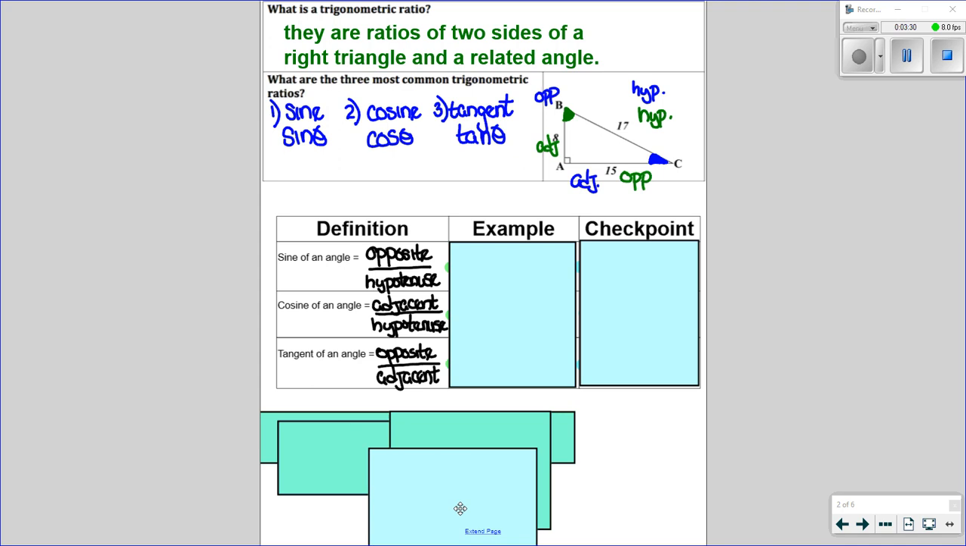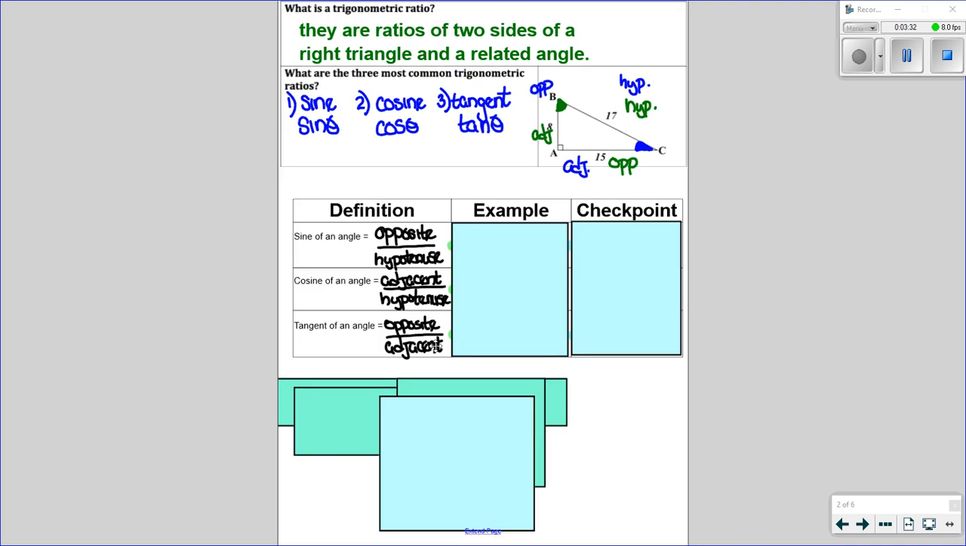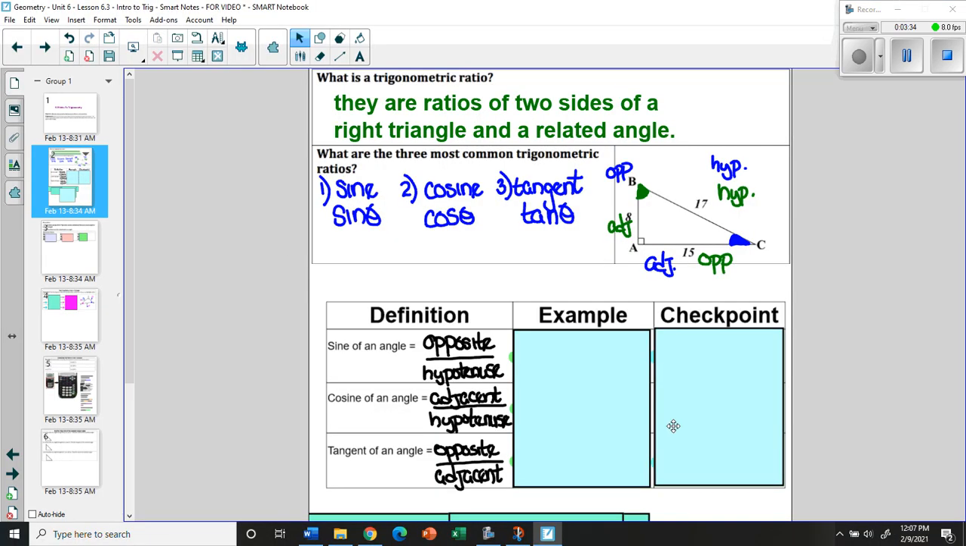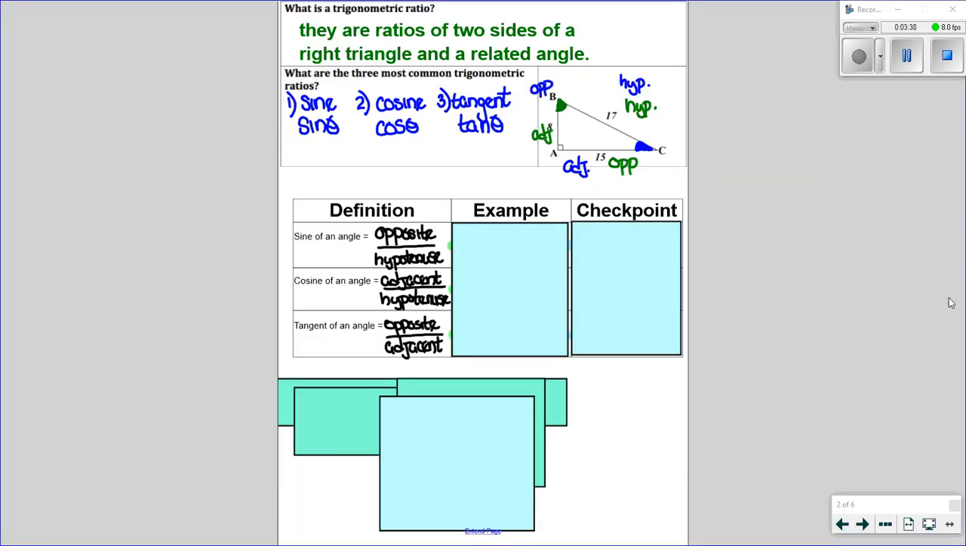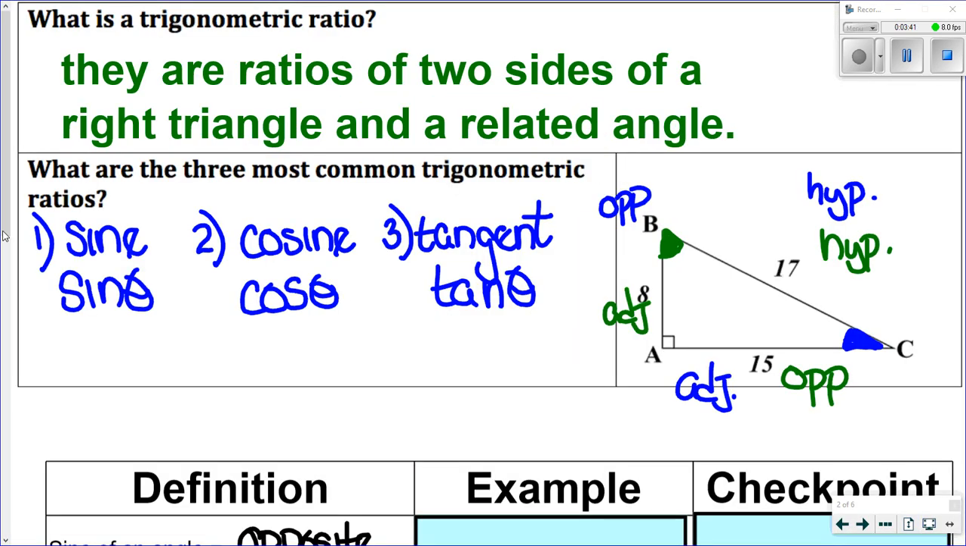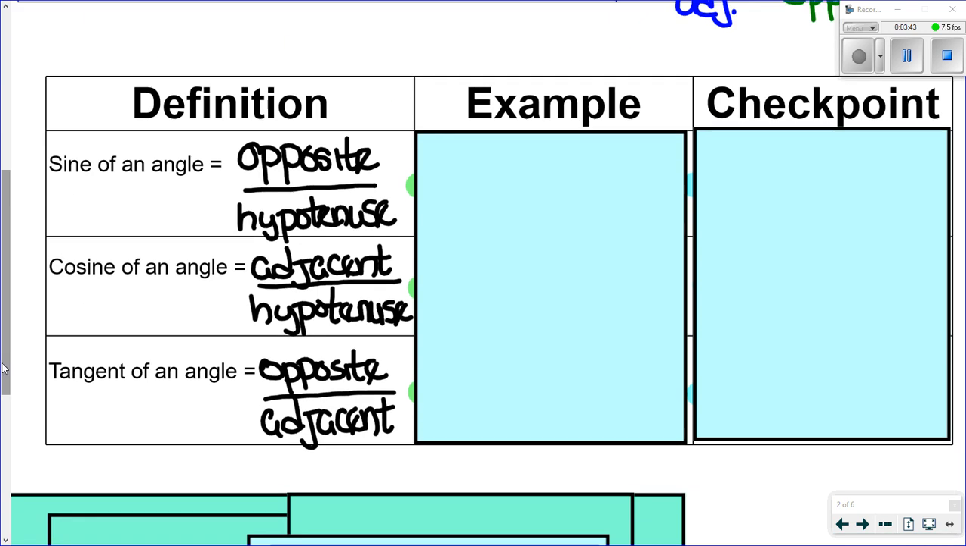So we have the definitions. I'm going to make this bigger. The definitions for sine, cosine, and tangent: sine of the angle is opposite over hypotenuse. With cosine, it is adjacent over hypotenuse. And tangent is opposite over adjacent.